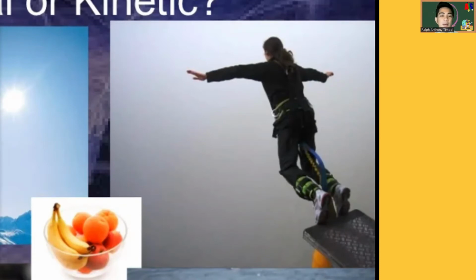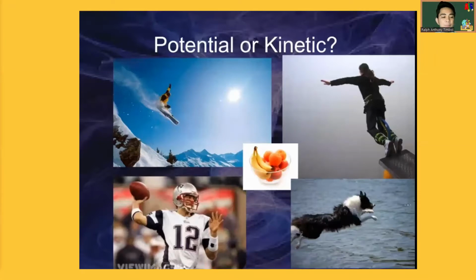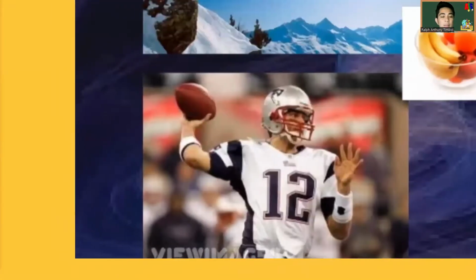So, nandito siya sa ibabaw, gravitational potential energy. Pagtalon niya, that is kinetic energy dahil nga gumagalaw siya. Pagdating niya sa ibaba, magkakaroon ng stretch yung kanyang tali. That is elastic potential energy. At dahil merong stretch yung tali at nahahatak siya pataas, gagalaw na naman siya, that is kinetic energy na naman. And then mahuhulog na naman siya, that is gravitational potential, dahil nasa taas na naman siya ulit, and so on. So, convert lang.